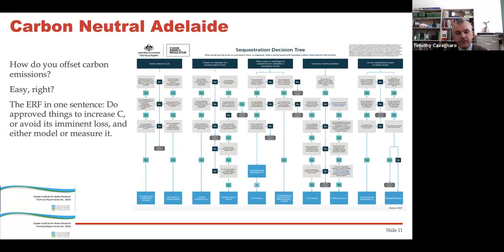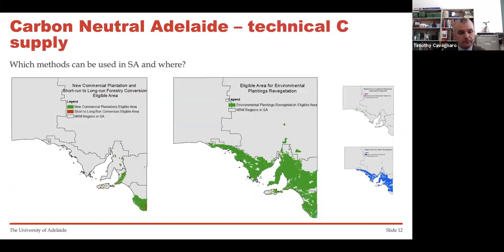Really, to summarize that in a very simple way, the ERF, the Emissions Reduction Fund, in one sentence, says do approved things to increase or avoid the imminent loss of carbon, and you either need to model or measure it. So the idea here is you need to do something that's approved underneath this framework, and then you need to model that carbon that's sequestered, or you need to measure it directly. So it's about taking action on land and having some sort of accountability, some way of reporting on that.